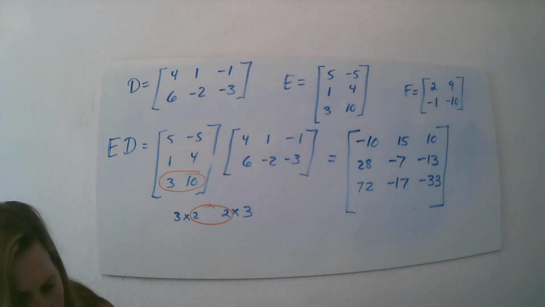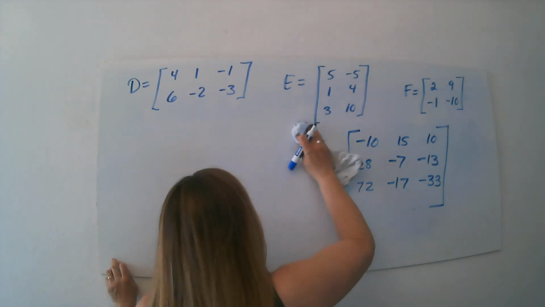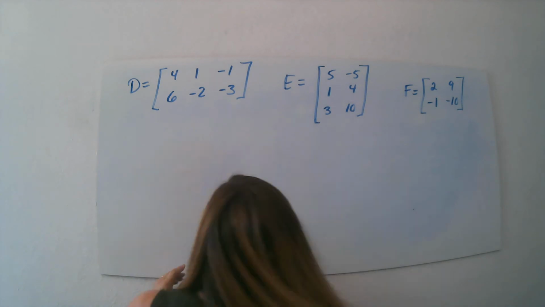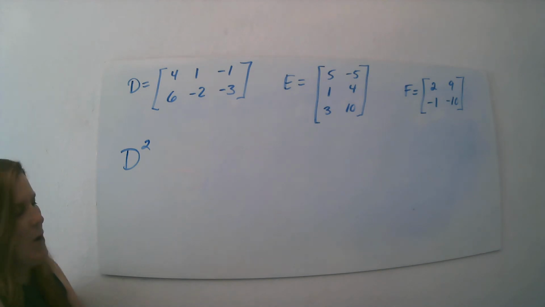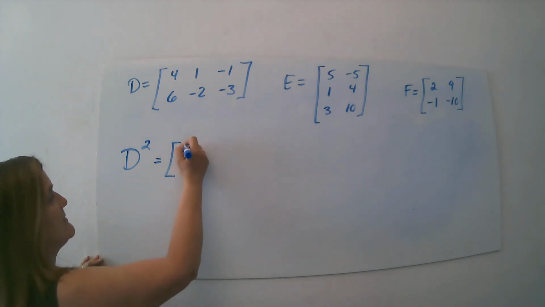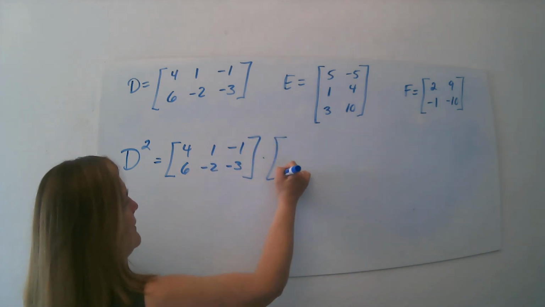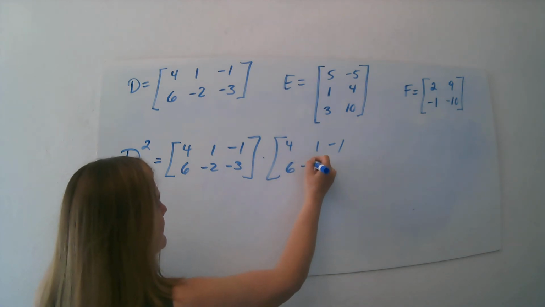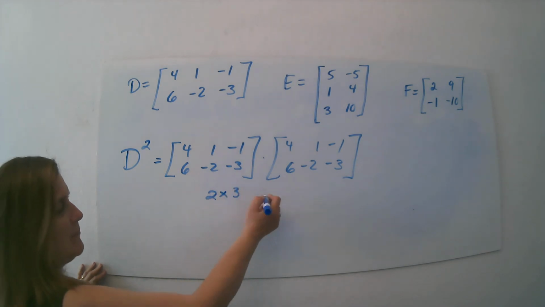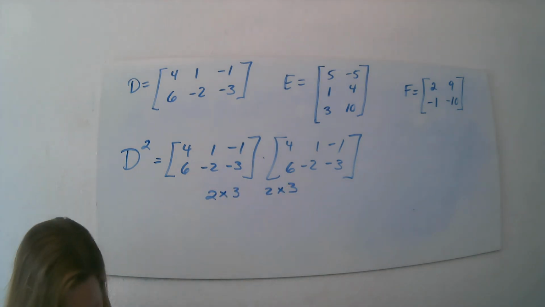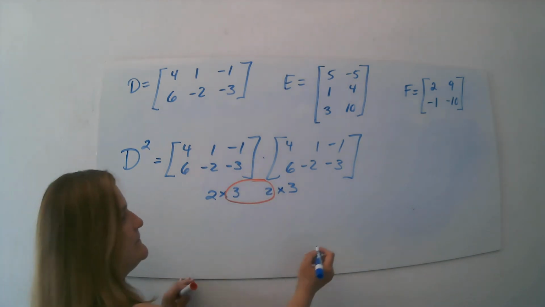Let's do another problem. Suppose that we were going to look for d squared. Well, that just means we would multiply d by itself, 4, 1, negative 1, 6, negative 2, negative 3, by 4, 1, negative 1, 6, negative 2, negative 3. But notice that means we're multiplying a 2 by 3 by a 2 by 3. And these do not match. So this is undefined.